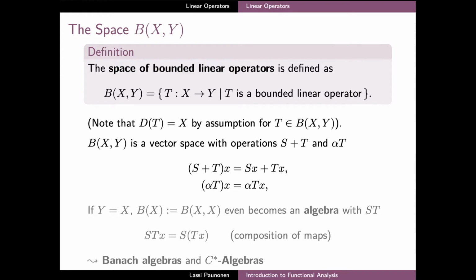If X and Y are normed linear spaces, we can define B(X,Y) as the set of all bounded linear operators which map from X to Y and whose domains are the full space X. And this set becomes a vector space if we define suitable operators for the addition of two operators and multiplication of an operator with a scalar. And we can do this in the pointwise manner shown here.